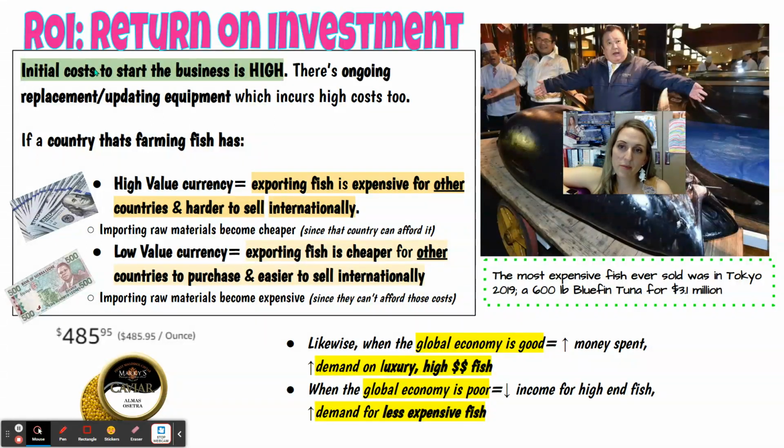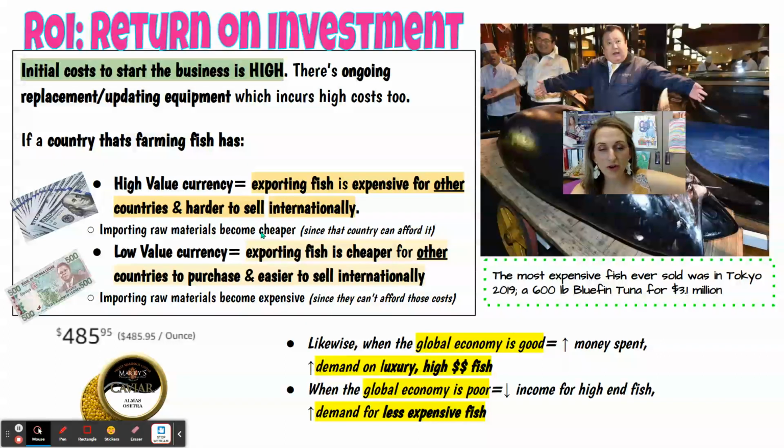A country that is farming fish, so for example, like America, there's a high value currency, so money's worth a high value, then exporting the fish to other countries is going to be too expensive for them to get. Importing raw materials will become cheaper though, because then your higher value currency will be able to afford it, getting it from a cheaper country, just because the prices are much cheaper.